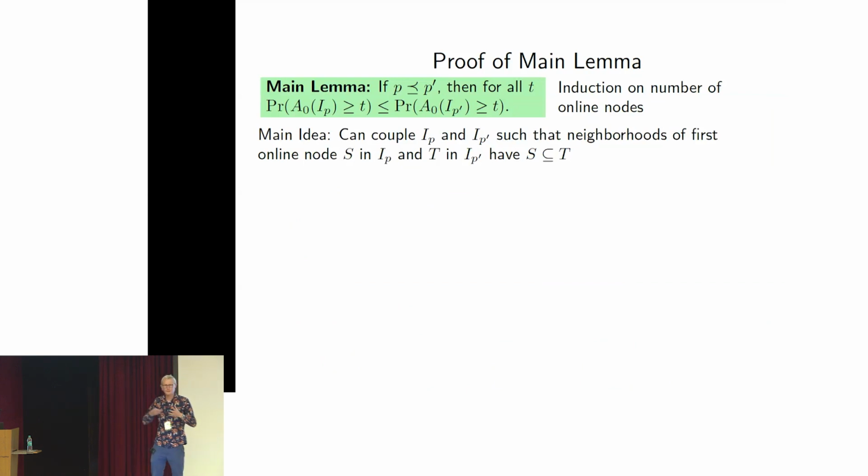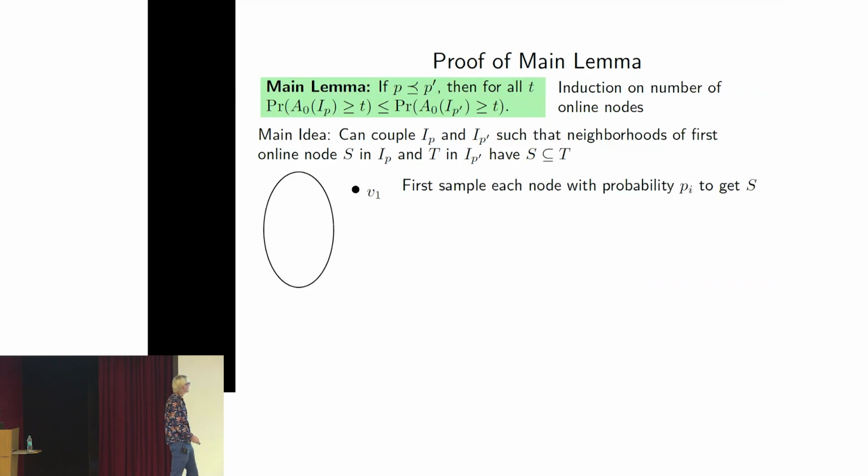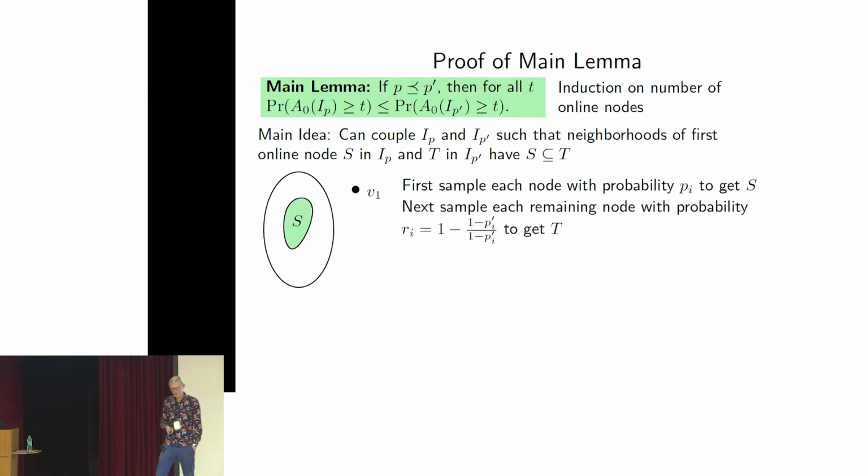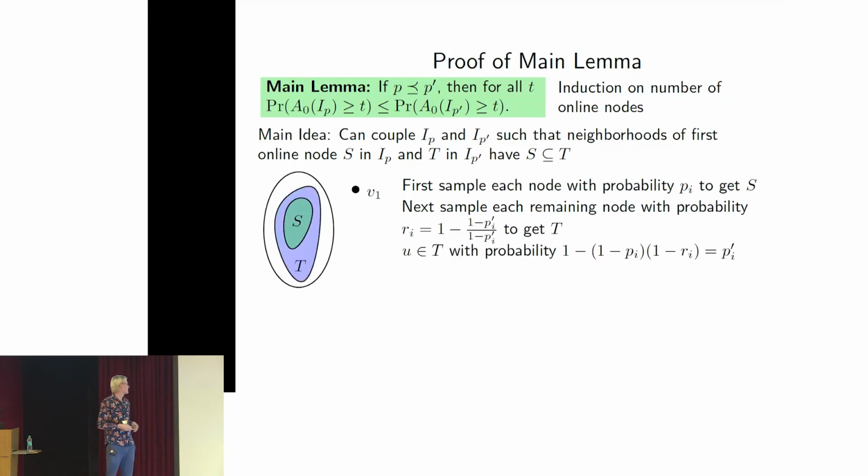And this should be kind of intuitive because we have this dominance that all the probabilities in IP prime of being matched to each offline node are at least as large as they are in IP. So one way to do it formally is that you sample the neighborhood of the first node that arrives, V1. You sample each node i with probability P i to get S. Next, you sample each remaining node with some probability you have to choose appropriately to get T. And using this assumption that P i prime is larger than P i, this sampling actually makes sense. This gives you a set T, and you can check that each element V i is contained in T with probability exactly P i prime.